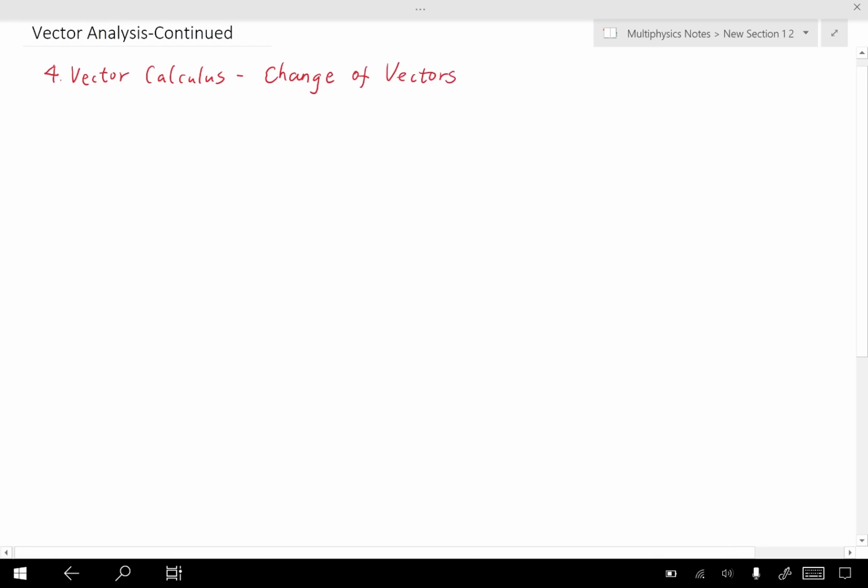And to discuss the change of vectors, we want to introduce some new operators or symbols. So the first symbol is this one. We can call it del, or somebody call it a nabla symbol. And the meaning of this one is gradient. Or in other words, it's just a slope.